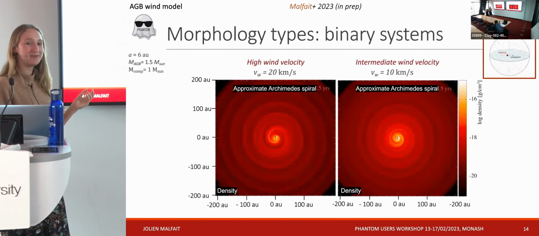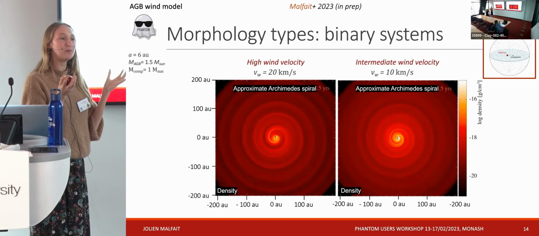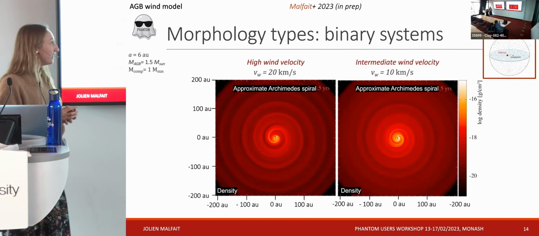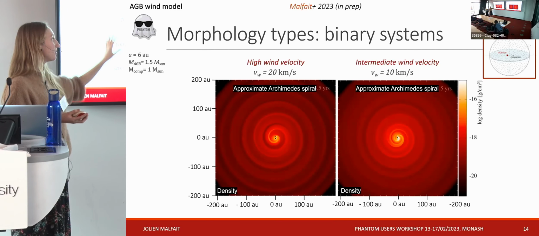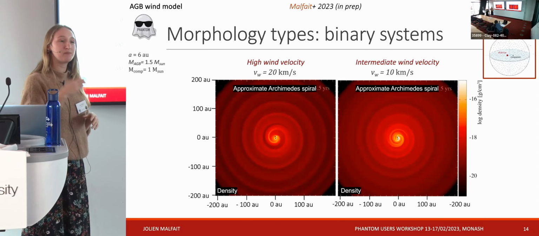So for example here, you see two different models. It's almost the same model, but we varied the wind velocity of the AGB star. And the typical thing you see in these orbital plane slices is that we get a nice approximate Archimedes spiral structure.